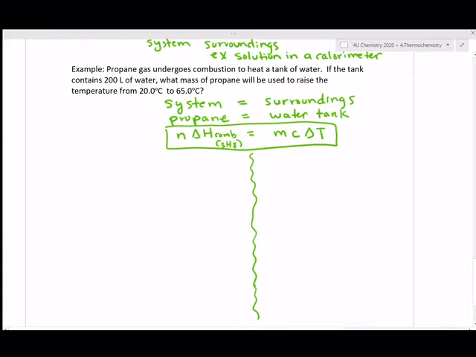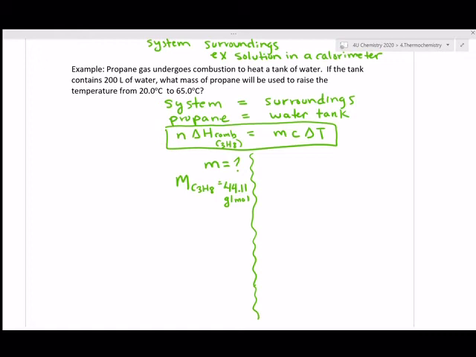So first of all, we're asked for the mass of the propane. So I'm just going to write here mass equals, because I know that's what I'm trying to get eventually. Okay. Now, in this formula, I have n, which is moles. So I'm going to have to figure out the molar mass of propane, which we can do right now. So molar mass of C3H8 is going to be 44.11 grams per mole. So it's 3 carbons and 8 hydrogens added up.